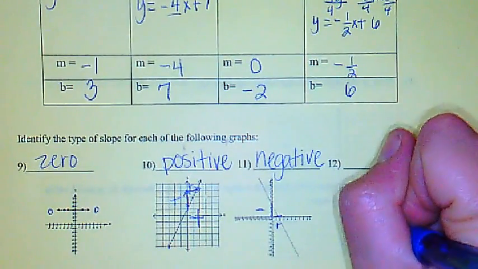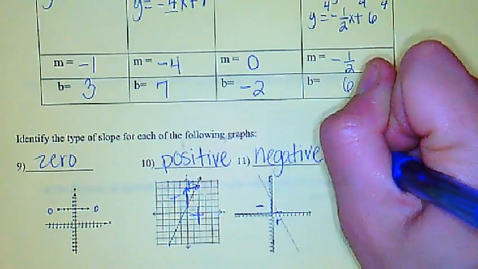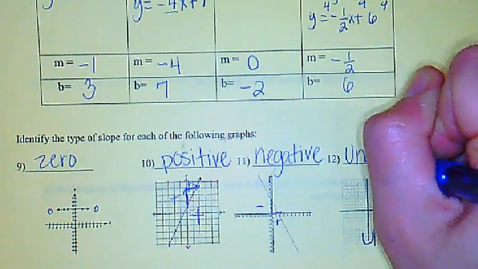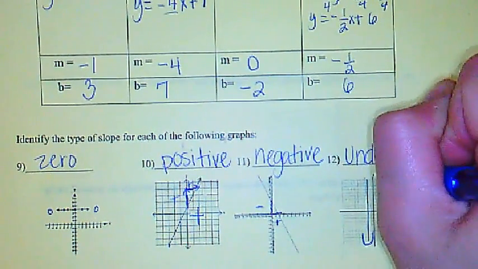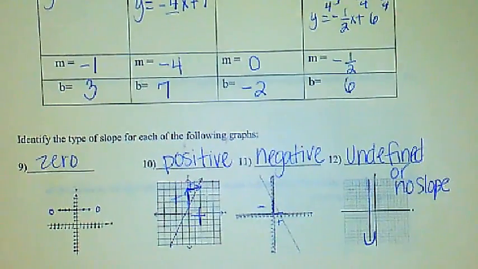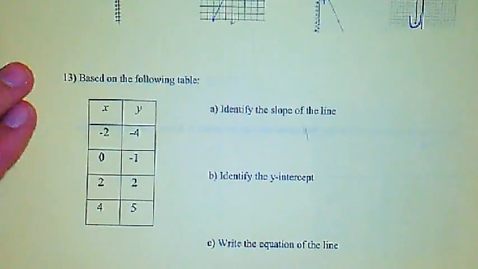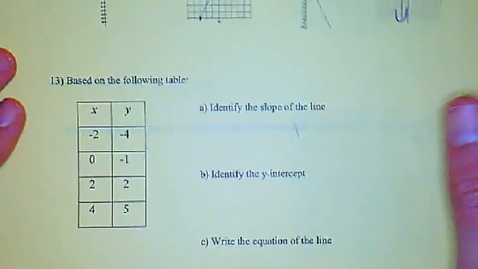And then remember, this is the slope guy's nose. We drew a little U under it. So this would be undefined, or we also call it no slope. Undefined or no slope. All right. This question is almost identical to the test, I think.